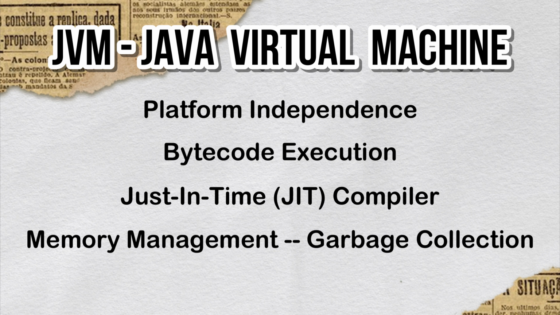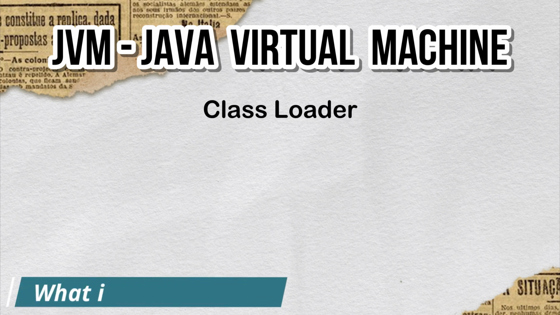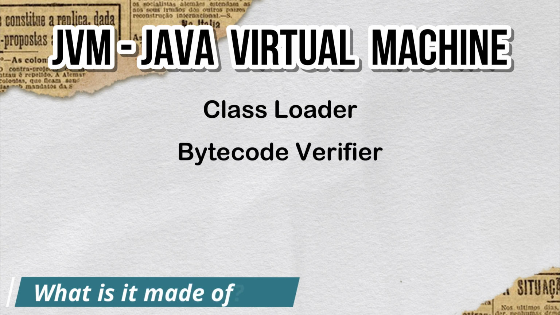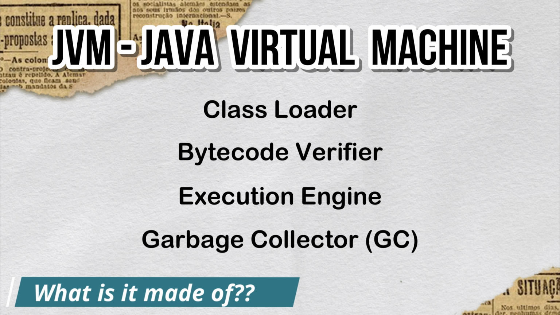objects. Some of the major components of JVM, that is Java Virtual Machine, are the class loader, which loads Java class files into memory. Then the bytecode verifier, which ensures that code follows the JVM security and structural rules. Then it has the execution engine, which interprets and executes the bytecode, optionally using JIT compilation, that is just-in-time compilation. It has a garbage collector which manages memory and cleans up the unreferenced objects.